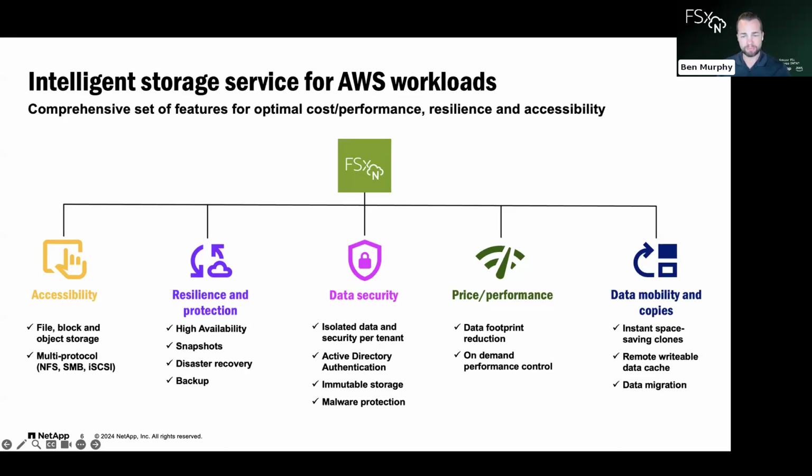For resilience and data protection, it's highly available by default, offers many data protection capabilities to ensure your data is protected both locally and offsite. Data security, this is a pretty important one that I would say is a big differentiator for FSx ONTAP. It encompasses various capabilities related to data integrity, isolation, and data classification. One of the most important things about this is autonomous ransomware protection.